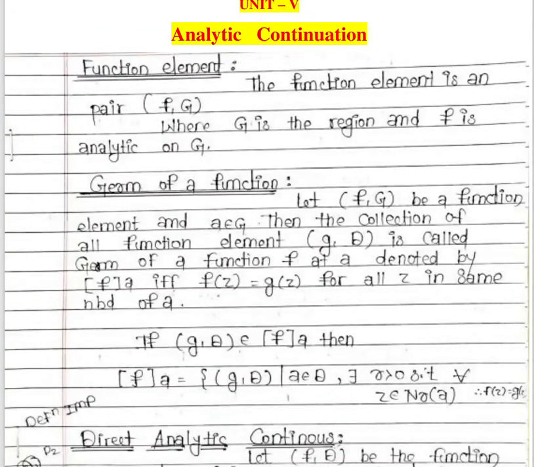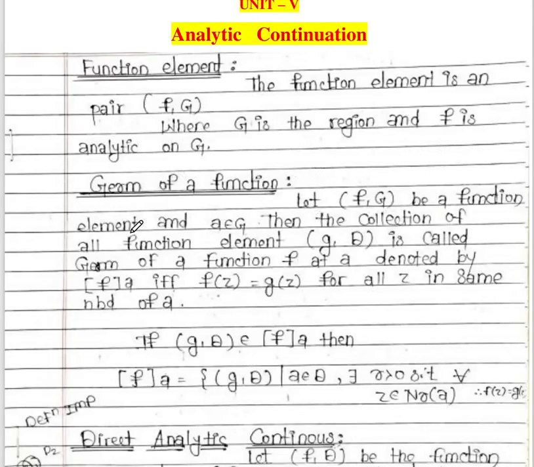What is the function element? The function element is defined as a pair f and g, where f is analytic on region g and g is any region. Here this is the pair of the function f and region g, where g is a region and f is analytic on g.